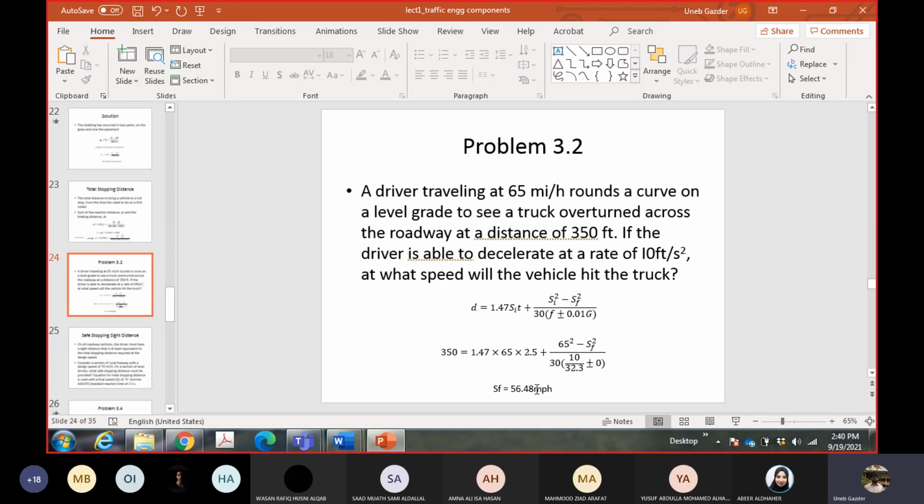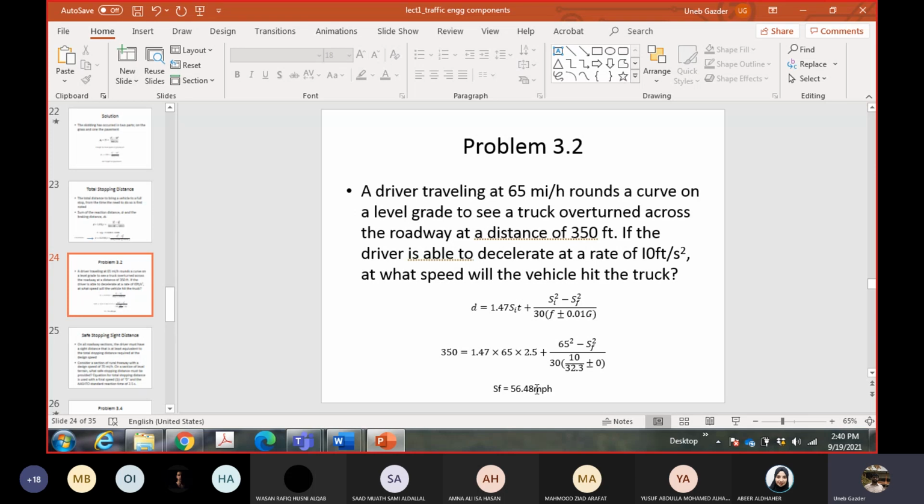So you can imagine a car hitting a truck at 56.48 miles per hour. That is very close to 100 kilometers per hour. So you can imagine what will happen to him. You can pray for that guy. There's no hope for him, only prayers.